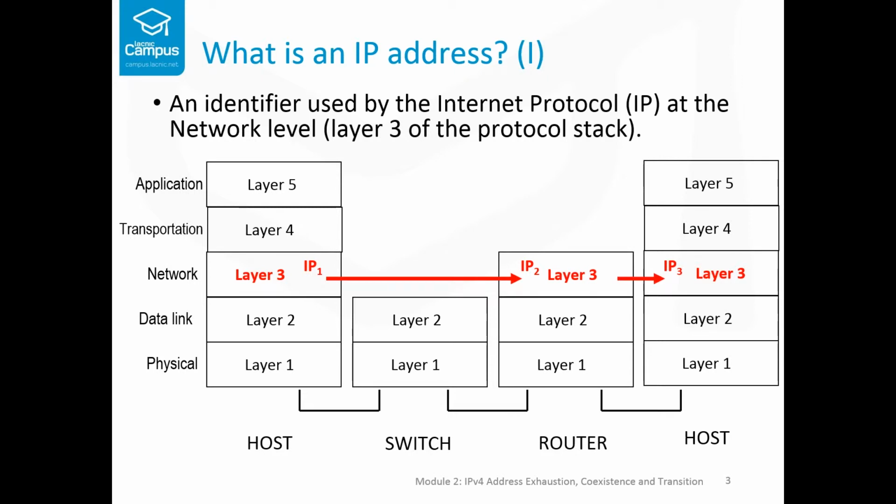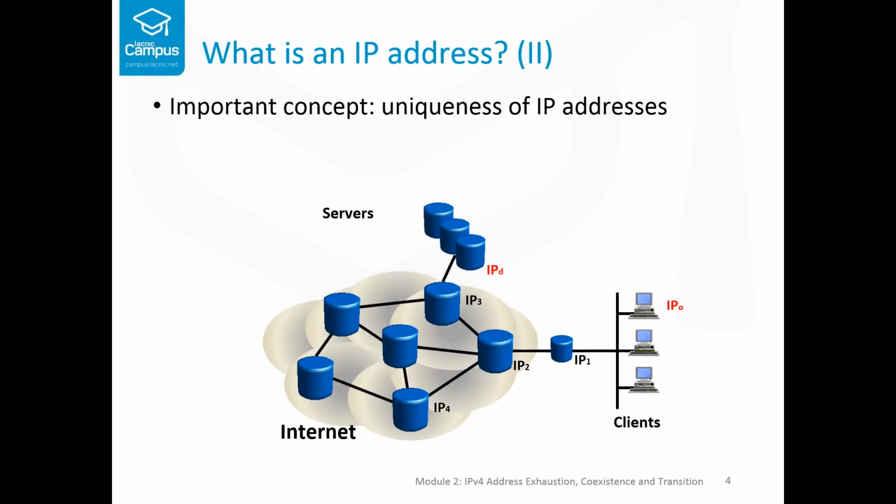IP addresses are also used by routing protocols to calculate the best possible path to reach a given destination IP. The uniqueness of IP addresses is an important concept. For the packet forwarding system to work, the same IP address cannot be used for several sites. Instead, each IP address must be assigned in a well-defined, systematic way and configured on a single device interface.